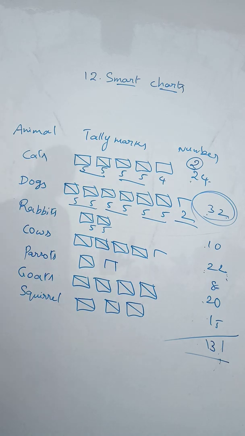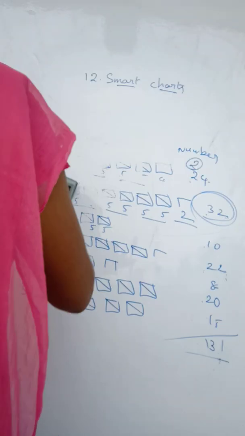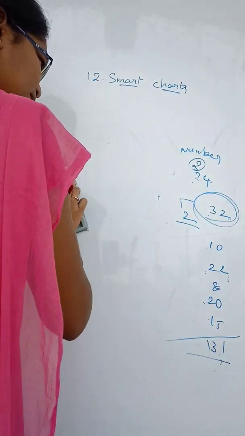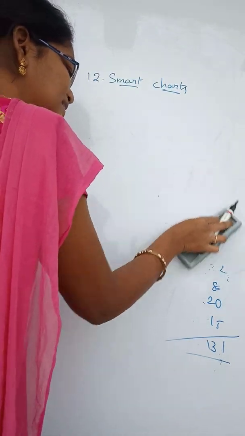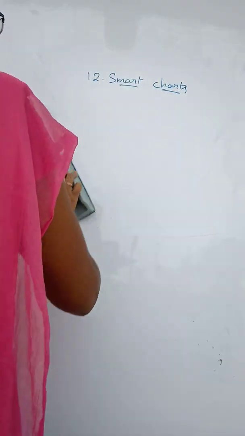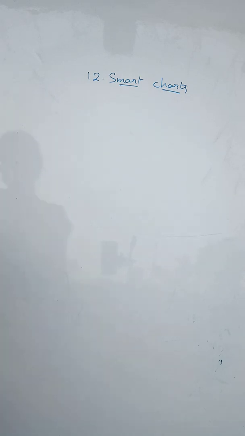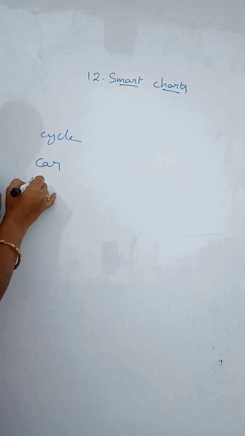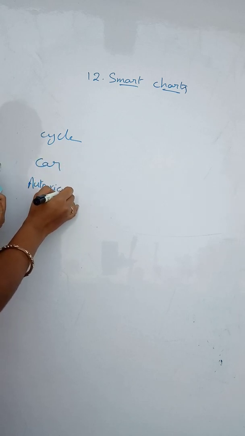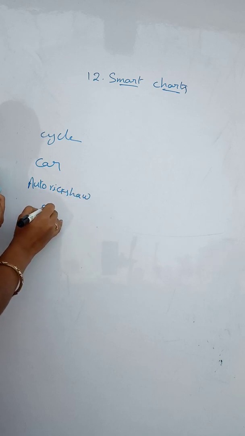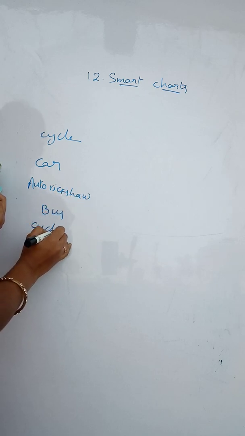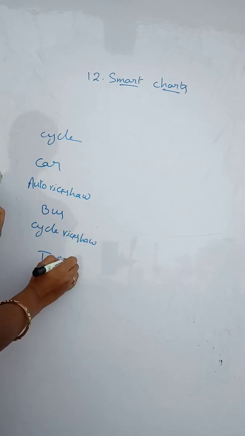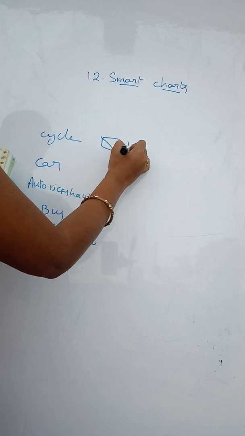Same like that, another project done by another one about the vehicles. Now in this same process we should count how many cycles, how many cars and how many auto rickshaws. Here is cycle, car, auto rickshaw, bus, cycle rickshaw, truck. How many tally marks did they give here?